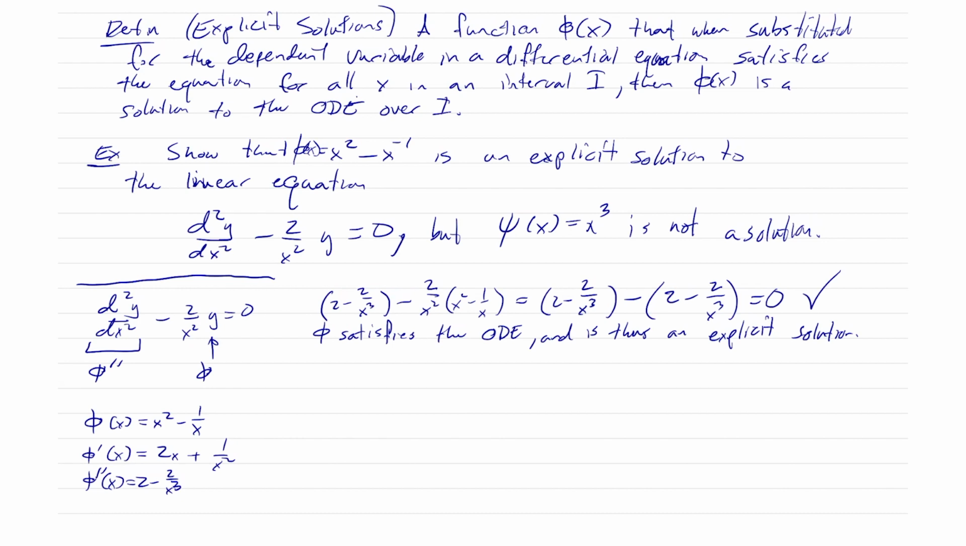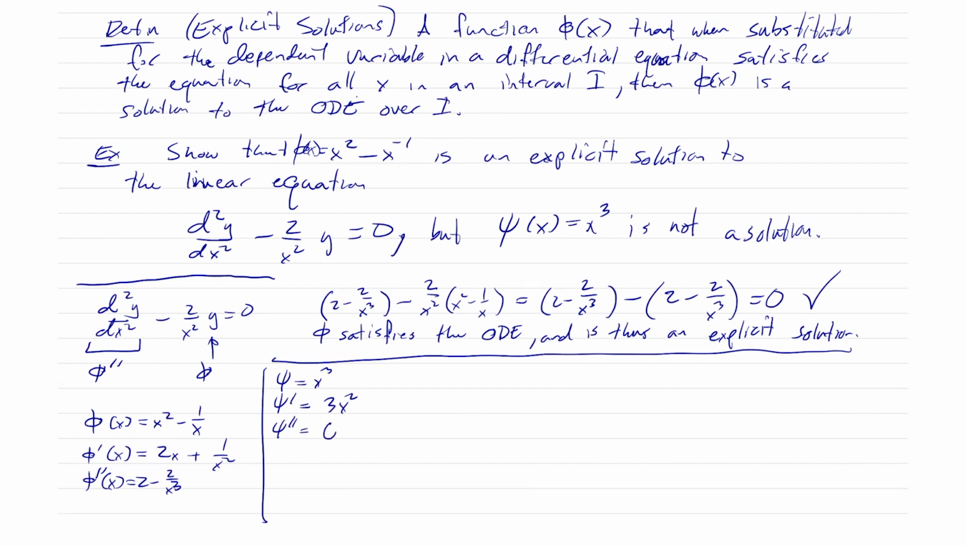Okay, good. All right, now let's try the other one. They told us to show that psi is equal to x cubed is not a solution. So again, we need to find the first and second derivatives of x cubed. So psi prime is going to be 3x squared, and psi double prime is going to be 6x.